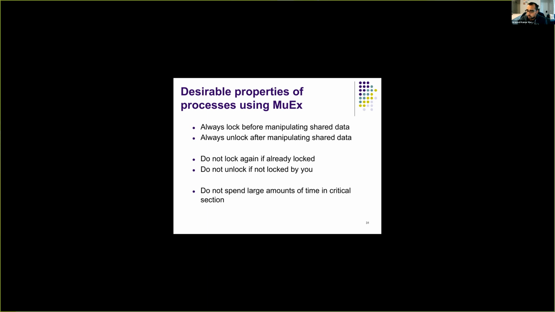And if you haven't locked the lock, don't unlock it. And make sure you don't spend large amounts of time in the critical section. Basically, when you have held the lock, don't try to do large activities, or time consuming tasks, while the lock is held.